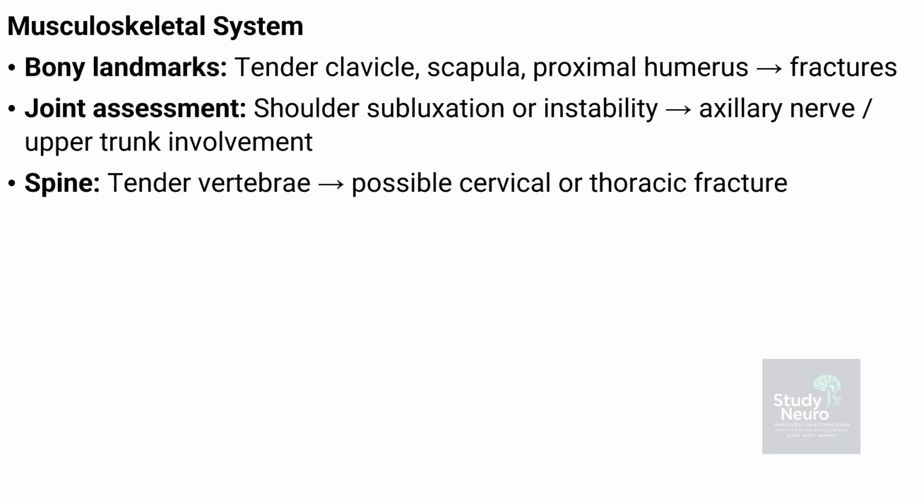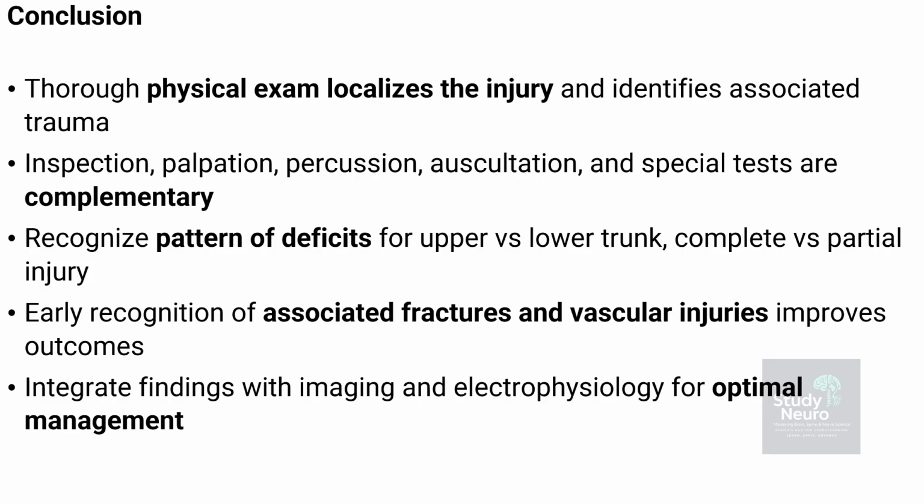To wrap up, a careful physical examination is essential for accurately pinpointing the site of a brachial plexus injury and spotting any related trauma. Techniques like inspection, palpation, percussion, auscultation, and specialized tests all work together to give a complete picture. Recognizing the pattern of deficits is key.